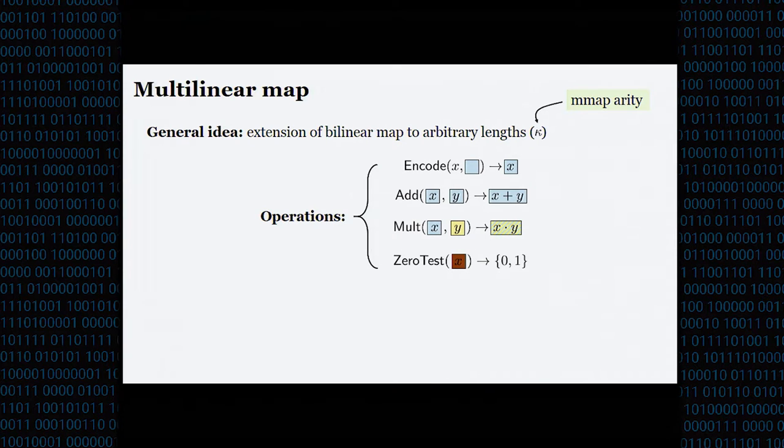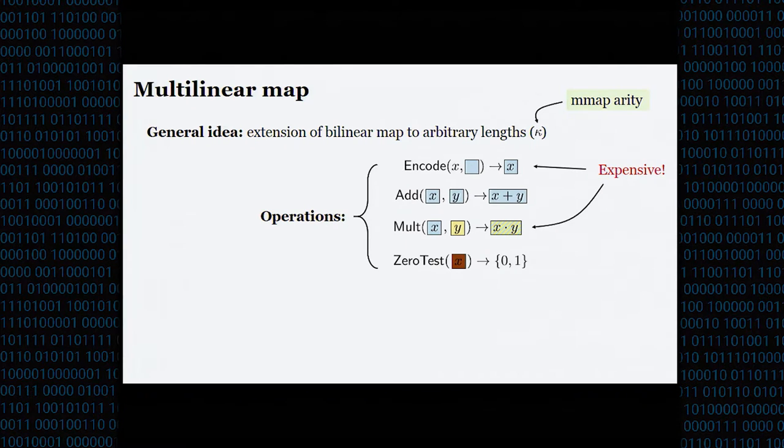And finally, there's a top level set here denoted by this brown square. And you can zero test an element in the top level set, and that tells you whether that value is zero or not. So these are the operations that a multilinear map gives you. And the number of multiplications you can do in some sense equals the multilinear map arity.